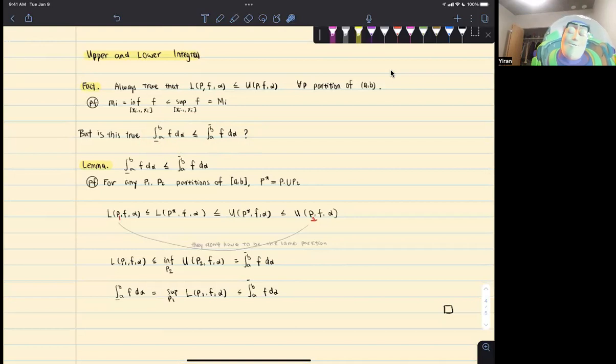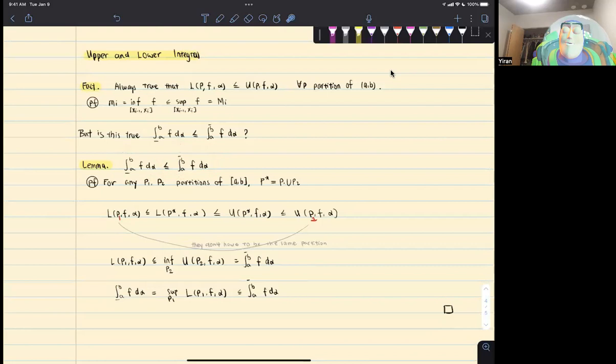Well, you need to remember the definition for this. What is the definition? That is the supremum of lower sums over all partitions, and this is the infimum of all upper Riemann sums, right? So we want to show this. Sorry, this is the supremum over all partitions, and this is the infimum over all the partitions.